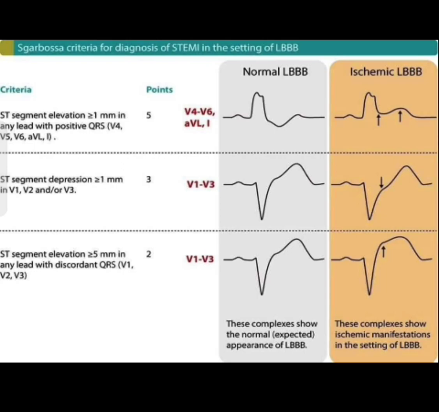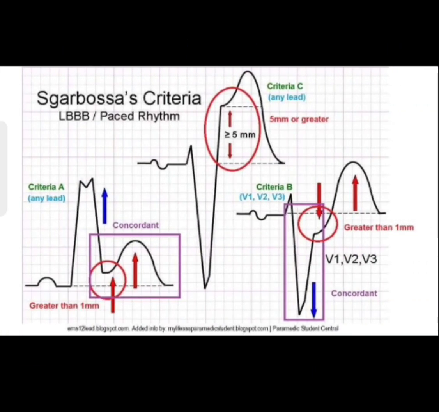and then there is ischemic left bundle branch block with 3 points for ST depression in V1 to V3. Normally, these complexes show the normal expected appearance and the ST elevation in the setting of left bundle branch block and ischemia.